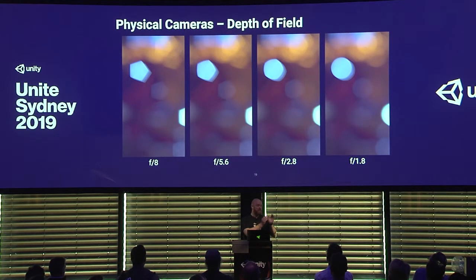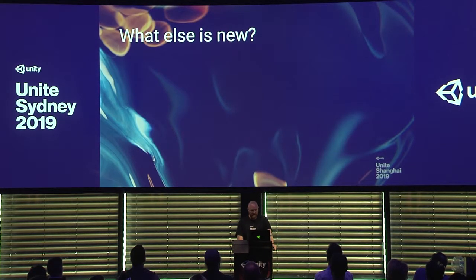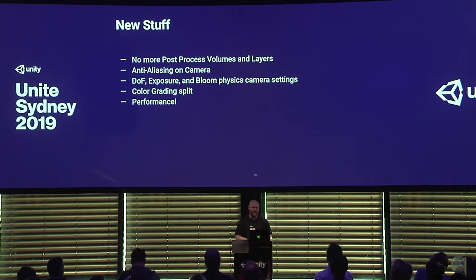And that's only bokeh for depth of field, not to mention all the other things we can do with physical cameras and the rest of post-processing. So it just grows and grows and grows, the level of detail and the things that we can achieve. So what else is new? And we'll have one more slide here, and then we're going to actually hop into the editor, which is much more of what I prefer.